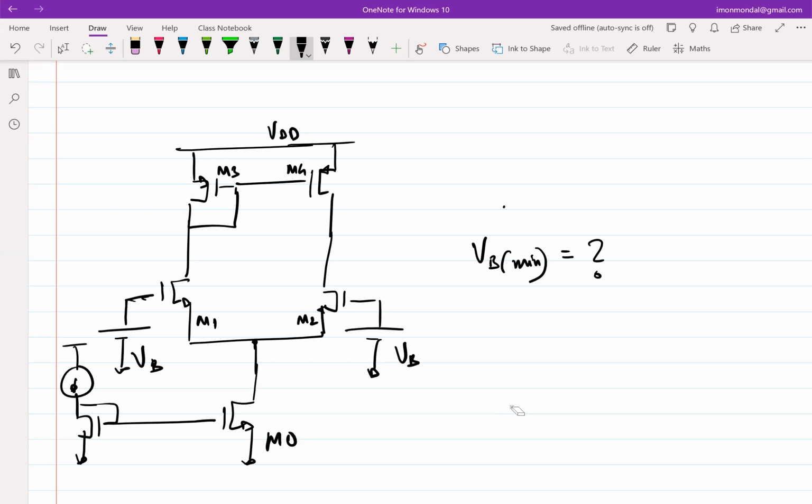So I'm giving you these options. This is current I0. This is a 1:1 mirroring ratio. M1 is equal to M2, M3 equal to M4. So now tell me the steps. I mean, not the steps per se, but tell me your thought process. If I keep reducing VB, what can go wrong?